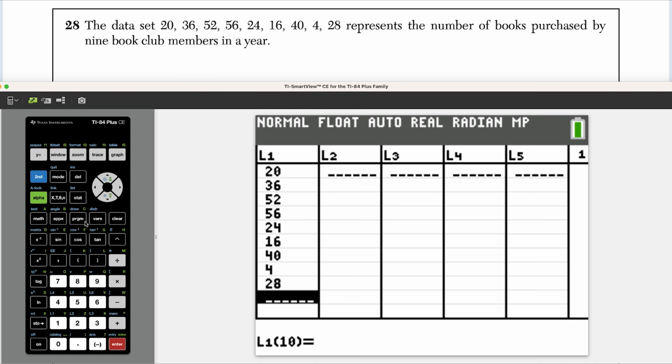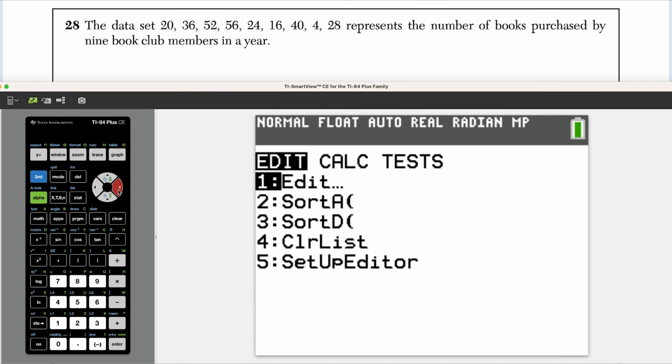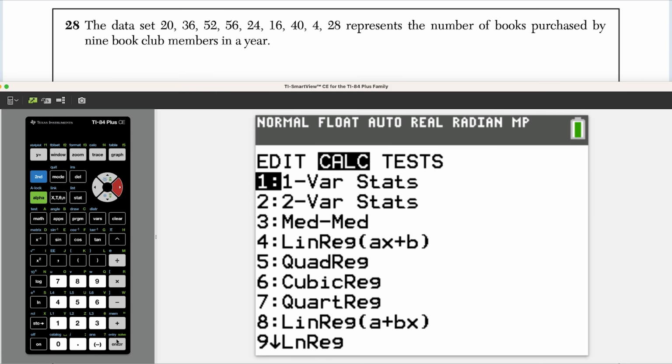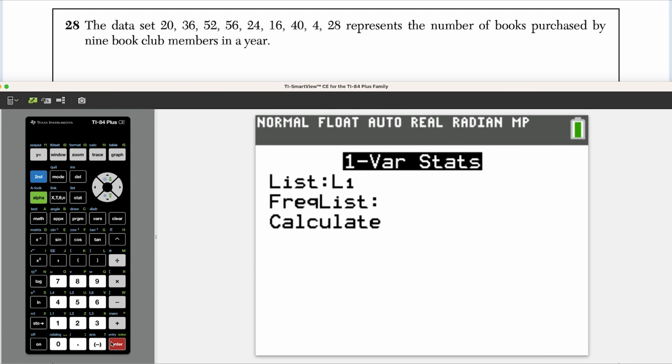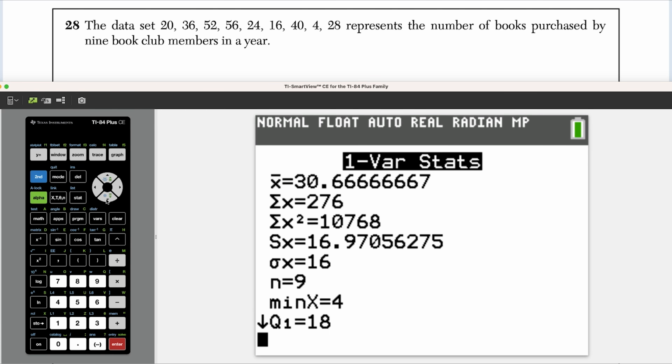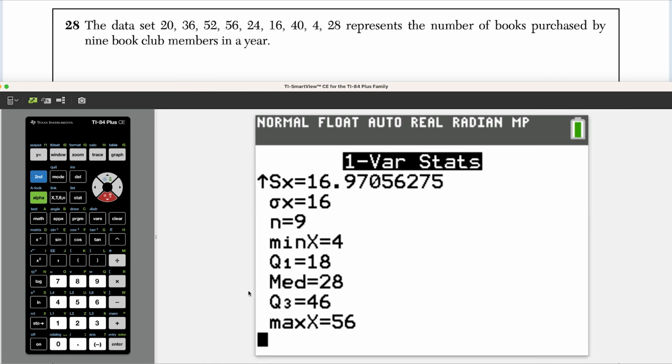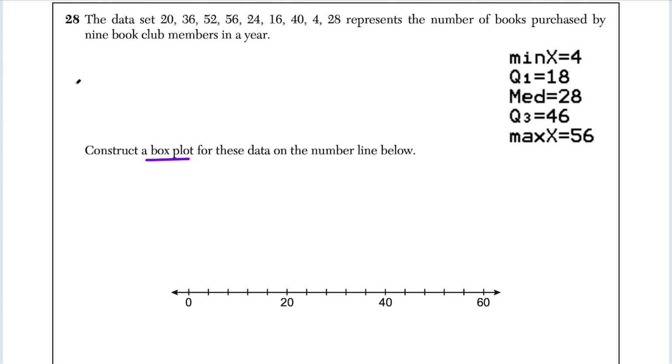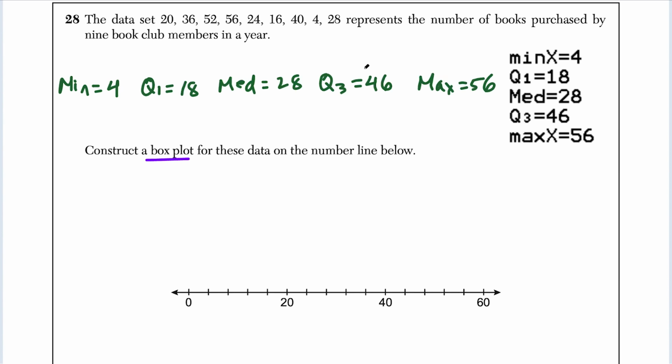And now once we have everything written in, we press stat and go over to calculate, and we're going to calculate one variable statistics. So we just press enter here and calculate, and we get all the information that we need. So we're just going to have to scroll down here. This is all the stuff we need. We have the min, Q1, the median, Q3, and the max. So I'll just write this stuff down over here. So this is all the important information we need to construct our box plot.